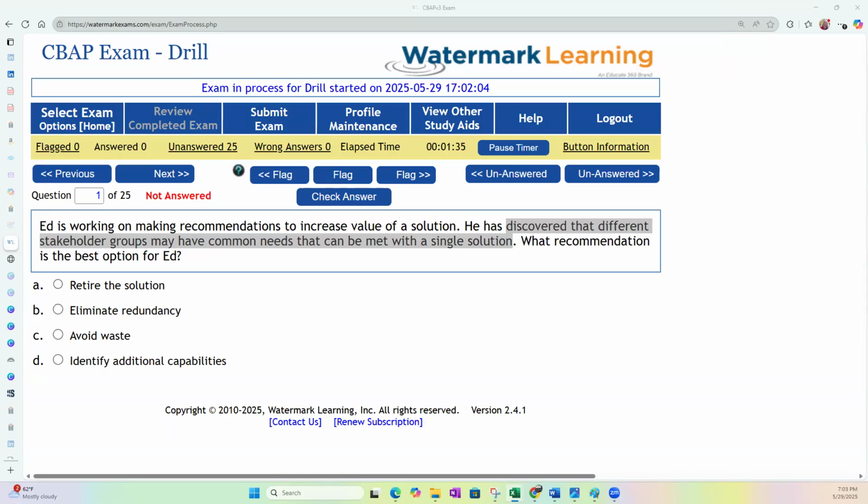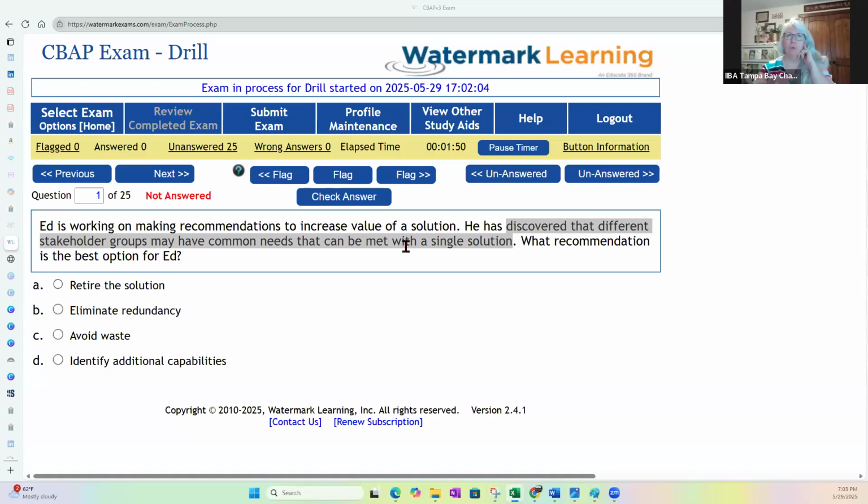Okay. So the recommend actions to increase solution value. The purpose of that is to understand the factors that create differences between potential value and actual value, and to recommend a course of action to align them. So we think we're on the right task. So what recommendation is the best for Ed under these circumstances? Would it be to retire the solution, eliminate redundancy, avoid waste, or identify additional capabilities?